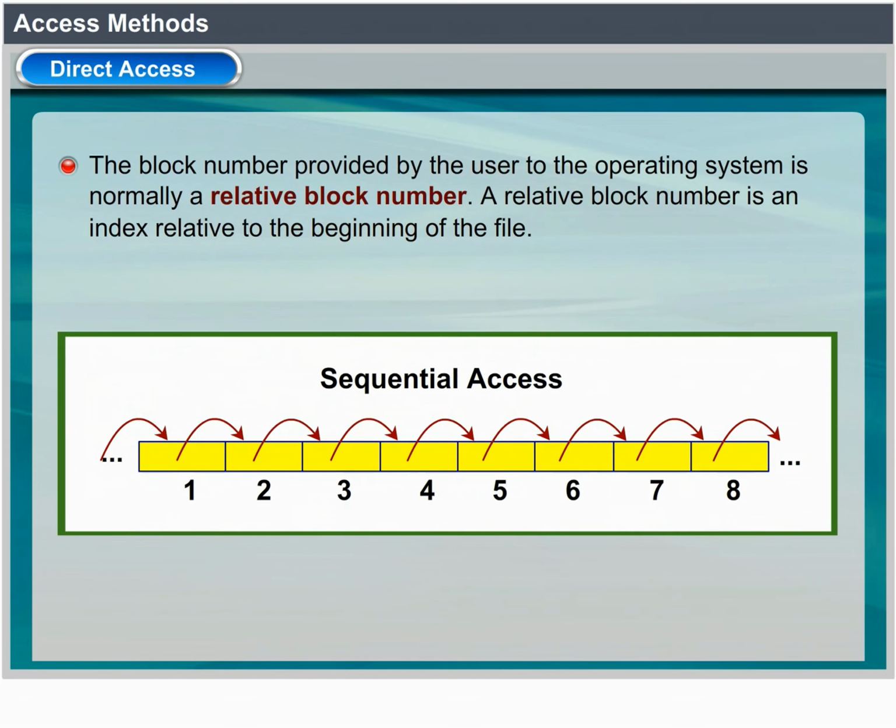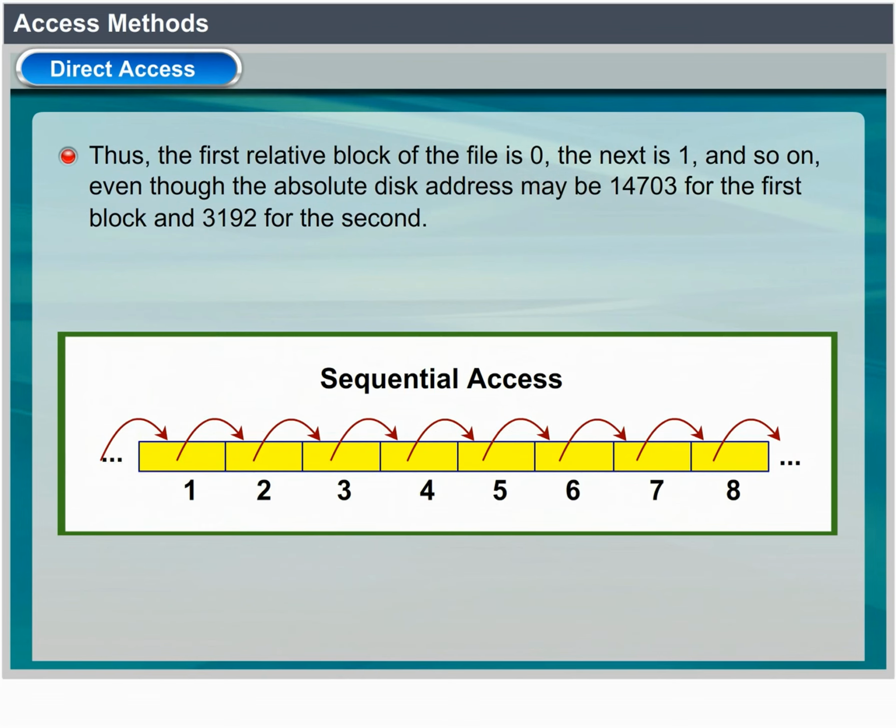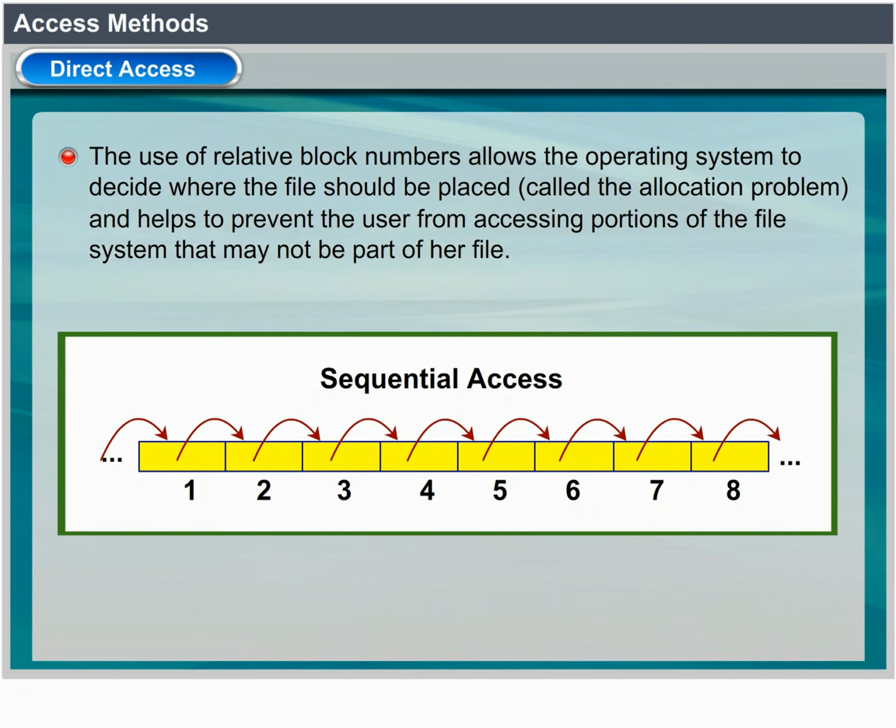The block number provided by the user to the operating system is normally a relative block number. A relative block number is an index relative to the beginning of the file. Thus, the first relative block of the file is 0, the next is 1, and so on, even though the absolute disk address may be 14,703 for the first block and 3,192 for the second. The use of relative block numbers allows the operating system to decide where the file should be placed, called the allocation problem, and helps to prevent the user from accessing portions of the file system that may not be part of a file.